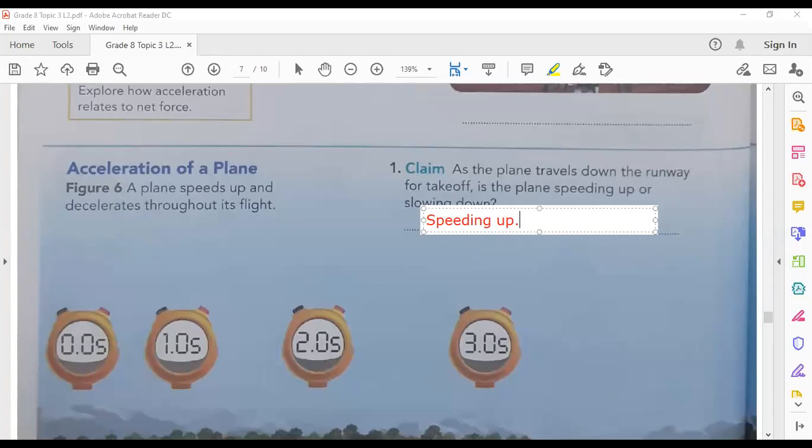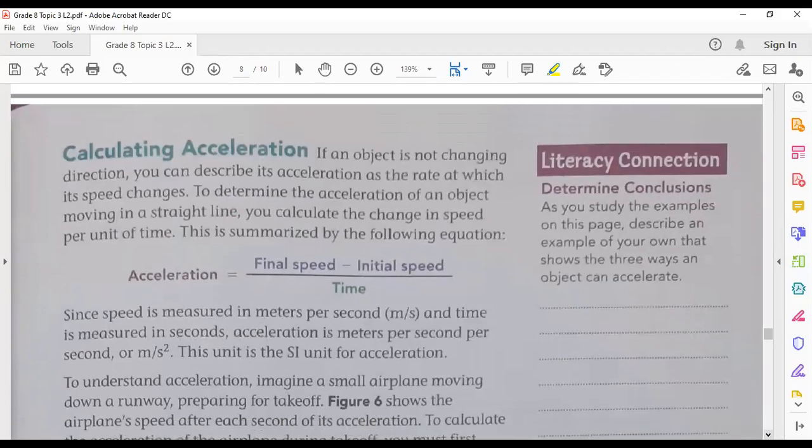Fine. Now, turn to the next page, we will learn how to calculate acceleration. It's very important to know how to calculate acceleration. To calculate acceleration, of course, you need to know the speed. To calculate the acceleration of an object, you need to know its final speed and initial speed. Initial means its speed at the beginning of the motion. Final speed means its speed after it has been moving. And of course you need the time. So acceleration can be calculated by using this formula: final speed minus initial speed, divided by time.